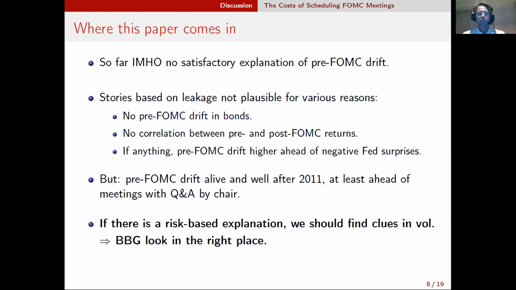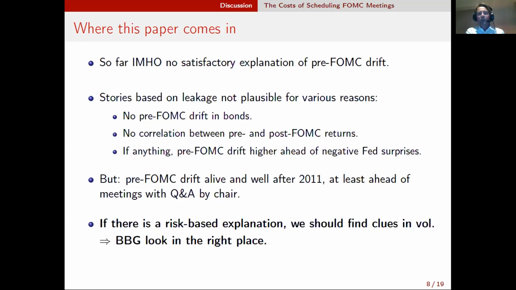First, there's no pre-FOMC drift in bonds. So any leakage-based story of the pre-FOMC announcement drift would have to explain why we see this huge drift unconditionally in equities, but not in bonds. It's implausible that the Fed somehow manages to leak information systematically to global stock market traders and somehow bond market traders don't learn about this. Second, we don't see a correlation between pre and post FOMC returns.